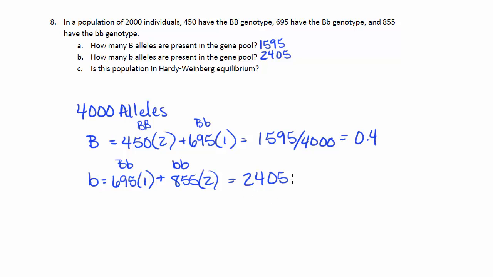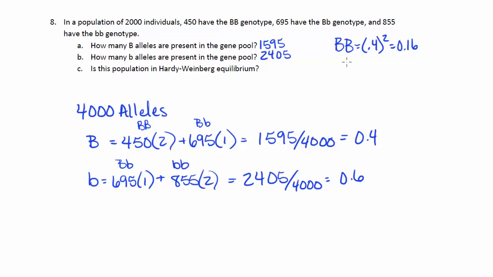If we want the frequency of little b, again, we're dividing by the total number of alleles that we have in this gene pool. So we have 2,405 divided by 4,000, and this is going to round to about 0.6. So knowing that, we can calculate how many individuals we expect to be big B. Big B is going to be the frequency of that allele squared. So we would expect this to be 0.4 squared, which is going to equal 0.16.